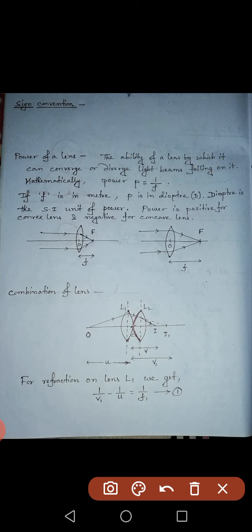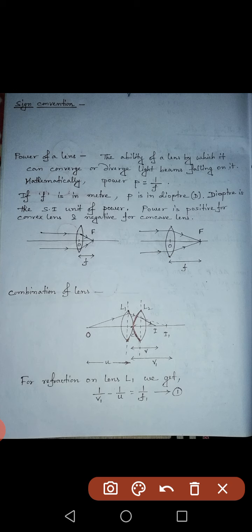Alright, now the power of a lens. Generally power means the ability of a lens by which it can converge or diverge the light beams falling on it. We know that a concave lens diverges and a convex lens converges. Here I have given two examples. Suppose this is a convex lens, and this is another convex lens. Now you can see in which of these two the converging power is larger.